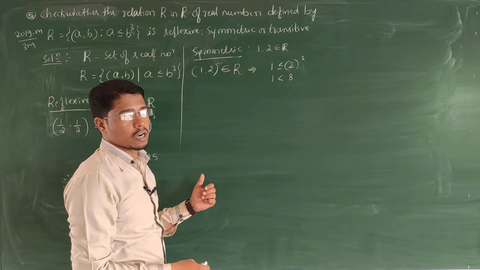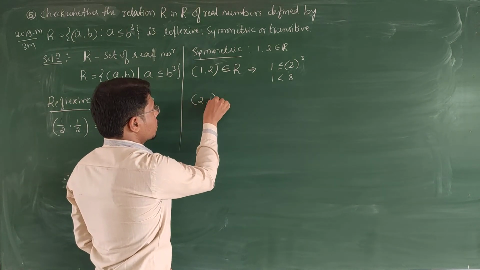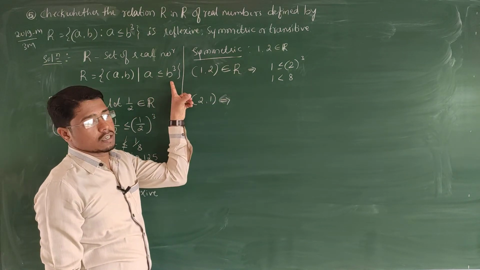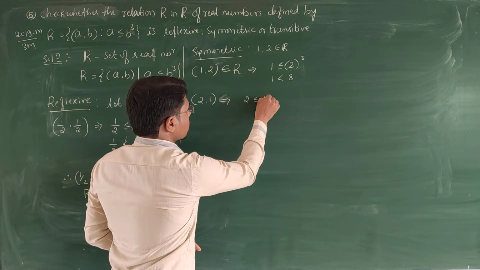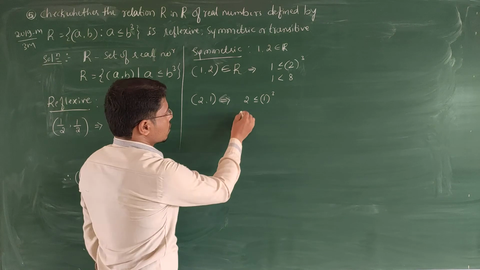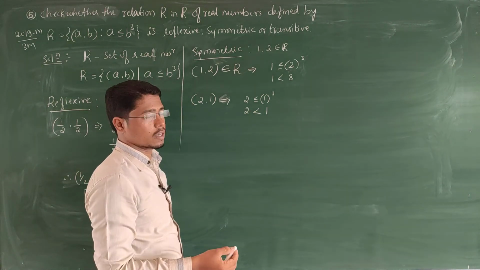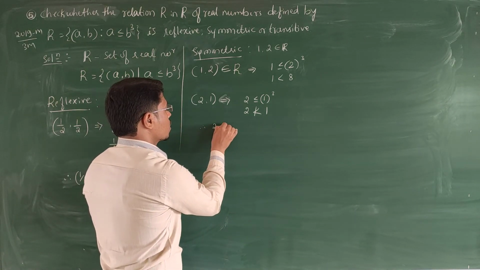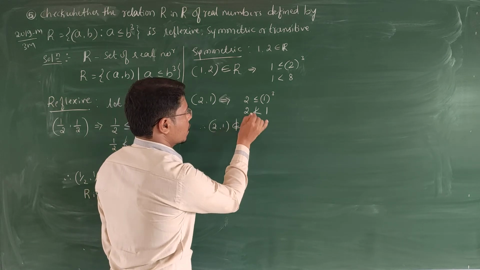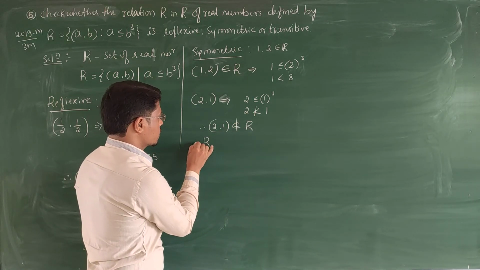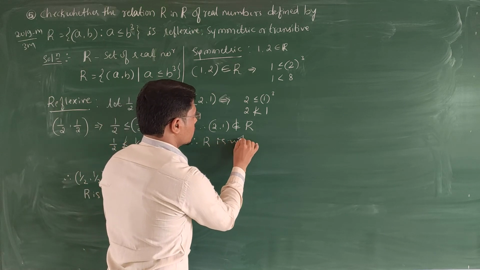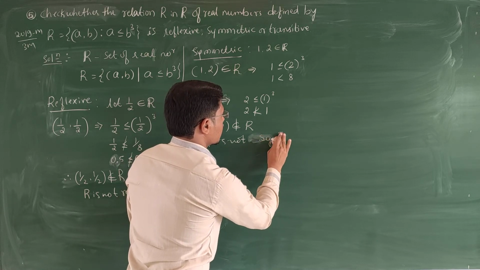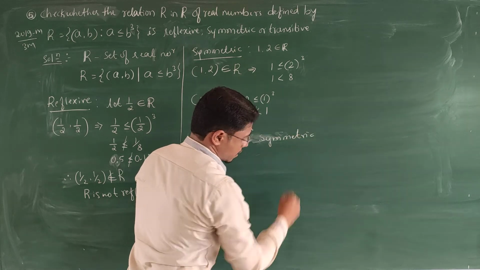But what about 2 comma 1? To check the reverse, put in the relation 2 comma 1, with 2 as a and 1 as b. 2 less than or equal to 1 cube. 1 cube is 1, so it is not possible. 2 is not less than or equal to 1. Therefore 2 comma 1 doesn't belong to R. Therefore R is not symmetric. R is not a symmetric relation.